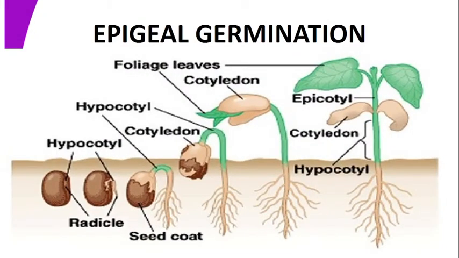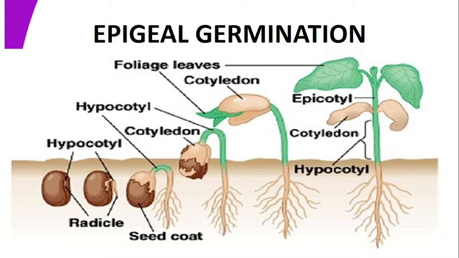So epigeal germination, this is the type of germination whereby the cotyledon is brought above the ground.